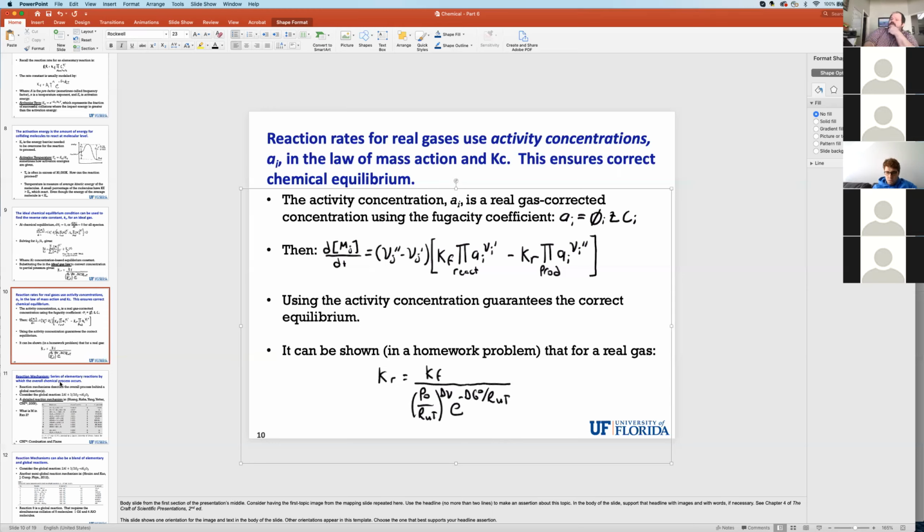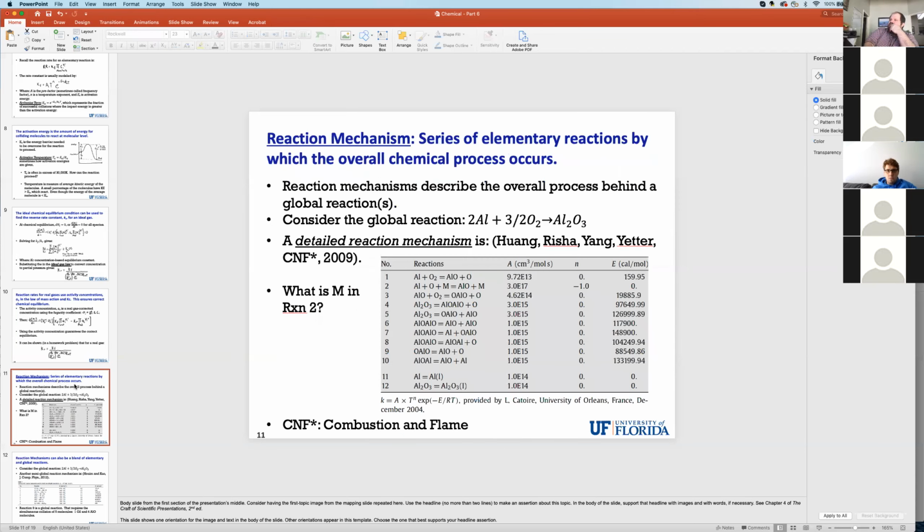Okay, now we've just discussed one reaction. But now you can have many simultaneous reactions occurring at the exact same time. So a reaction mechanism is a series of elementary reactions by which an overall reaction proceeds. And these describe the overall process behind a global reaction.